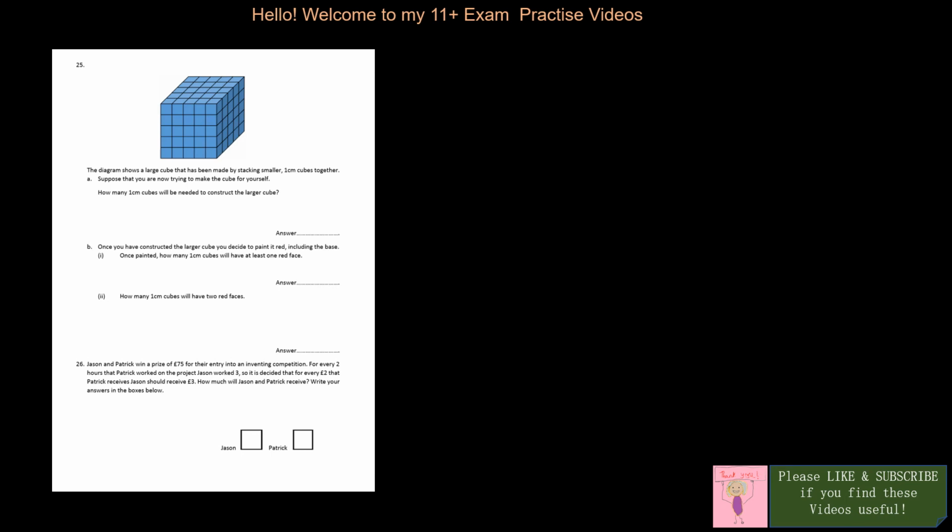Okay, the diagram shows a large cube that has been made by stacking smaller 1 centimeter cubes together. Suppose you are trying to make the cube for yourself. How many 1 centimeter cubes will be needed to construct the larger cube? So we have to find out how many of the tiny cubes are needed. Okay, how many are needed?